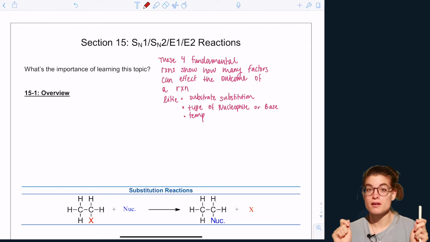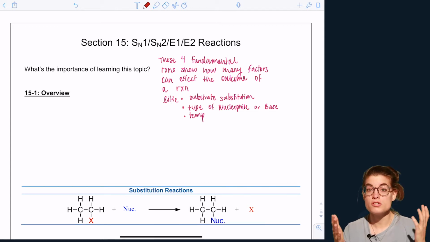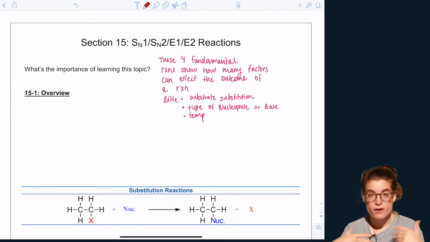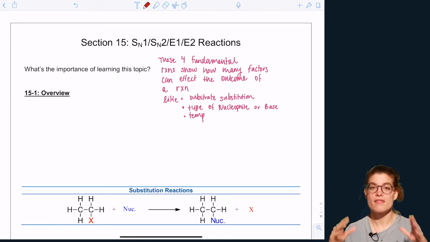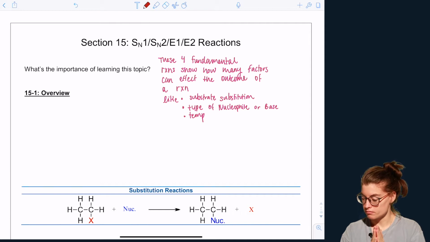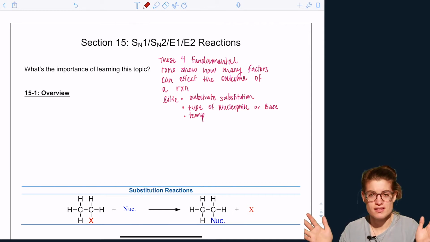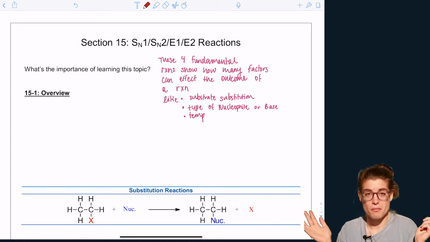I think this is a very important section, and I don't think these reactions are hard to understand. I think it's just a lot of information. So you need to make sure you spend a significant amount of time not just going through these videos, but possibly going through them twice or even 3 times, and then practicing. So I'm just going to try to teach you everything that I know, and we'll just go from there.